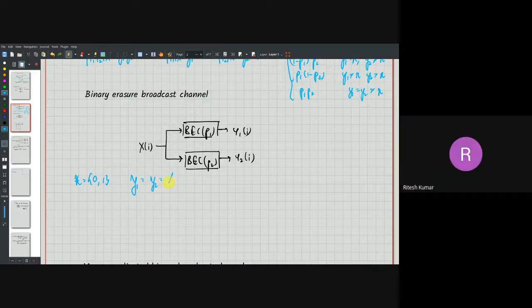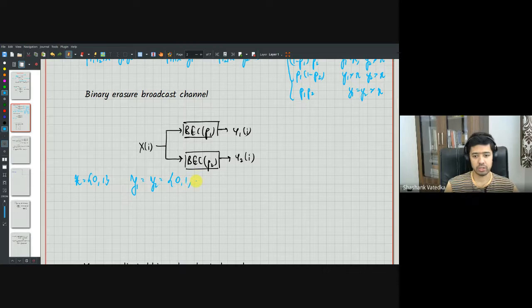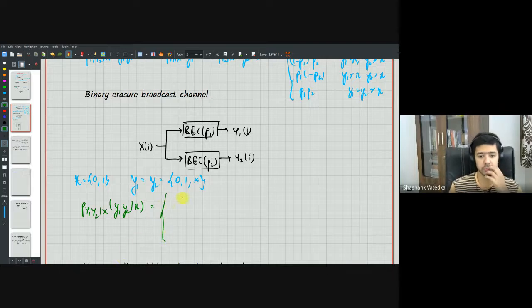So 1, 0, and an erasure. Let me call it star. Let's say that star is my erasure symbol, and now I also need to specify what is the PMF, P of y1, y2 given x. So what is this equal to?